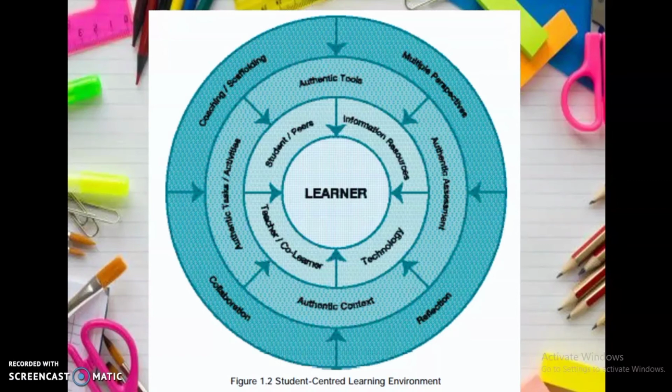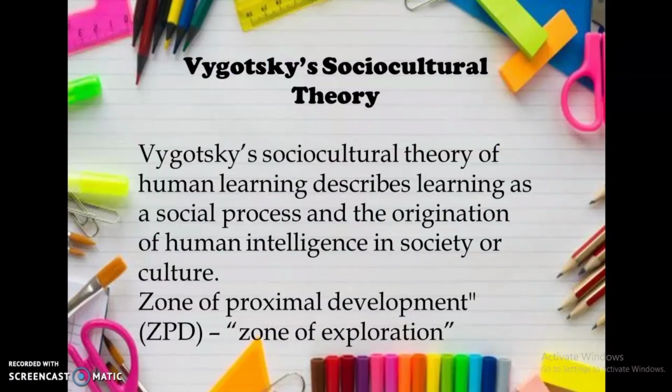to address issues and solve problems. So first we have Vygotsky's sociocultural theory. Vygotsky's sociocultural theory of human learning describes learning as a social process and the origination of human intelligence in society or culture. Which means if the environment is healthy, then the child is also healthy holistically. It also mentions the zone of proximal development, or the ZPD. This zone is the area of exploration for which the student is cognitively prepared, but requires help and social interaction to fully develop. So that's the ZPD.